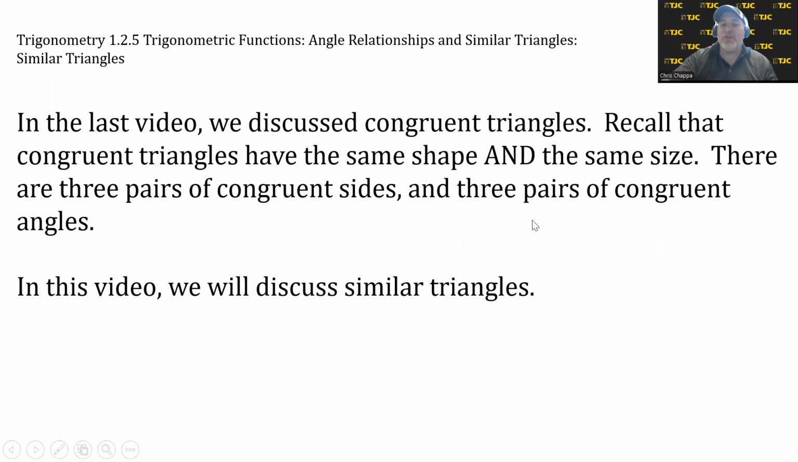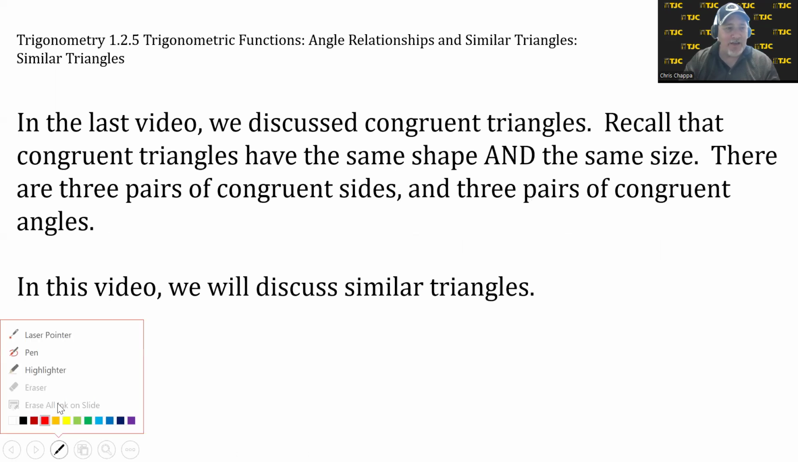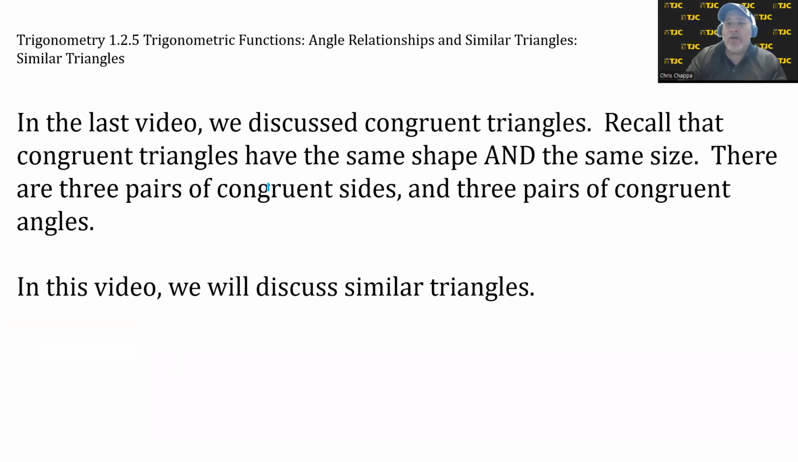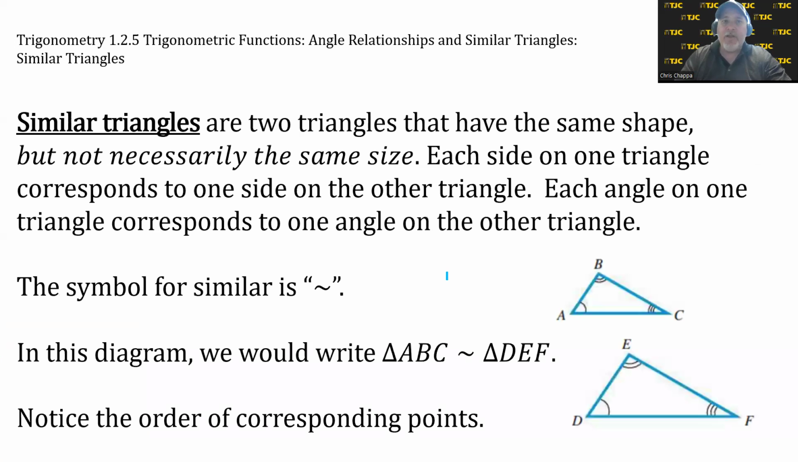In the last video, we discussed congruent triangles. Recall that congruent triangles have the same shape and the same size. We'll do the highlighter in blue. There are three pairs of congruent sides and three pairs of congruent angles, but in this video, we will discuss similar triangles. Similar triangles are two triangles that have the same shape, but not necessarily the same size.